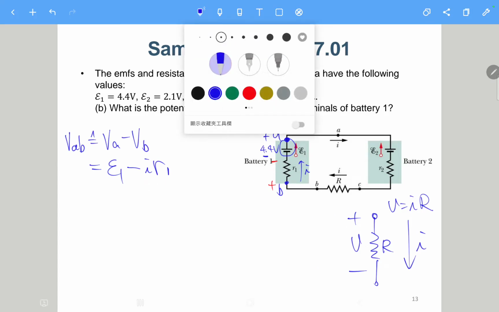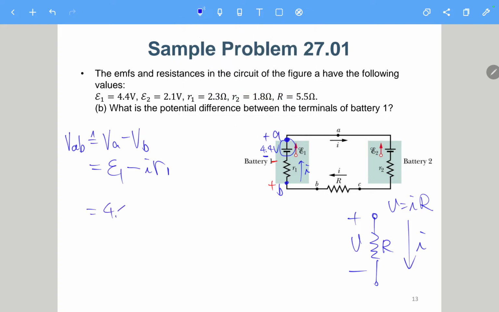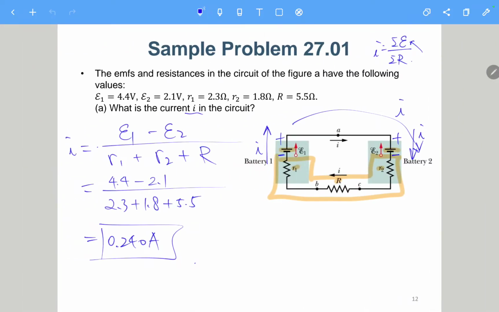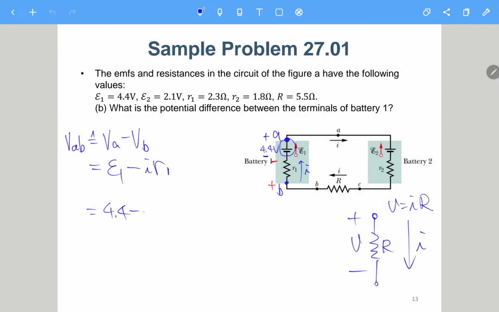So in that case, we have 4.4 minus 0.24 multiplied by R1, which is 2.3. So this is 3.8 volts.